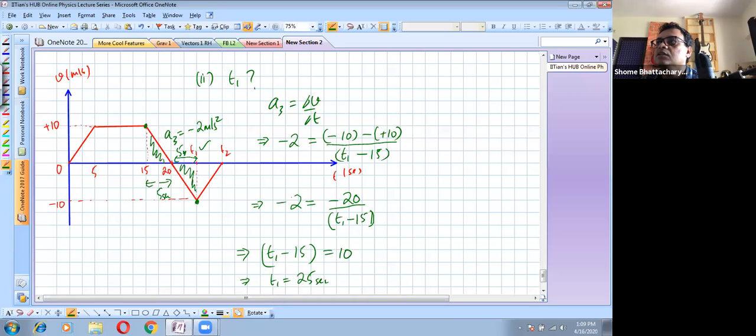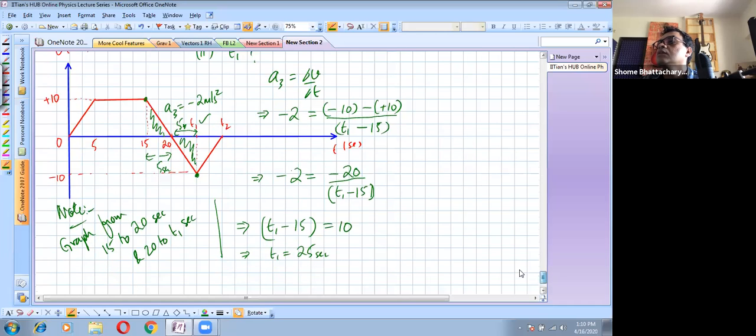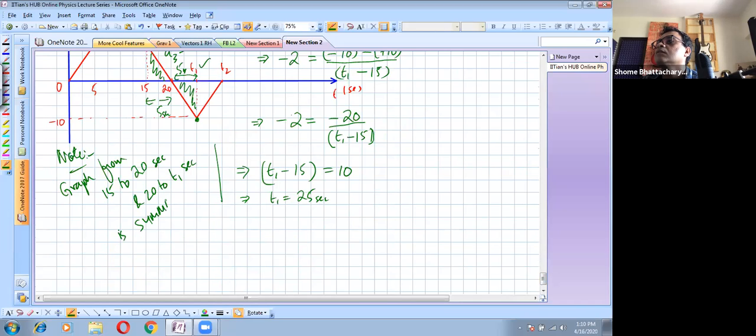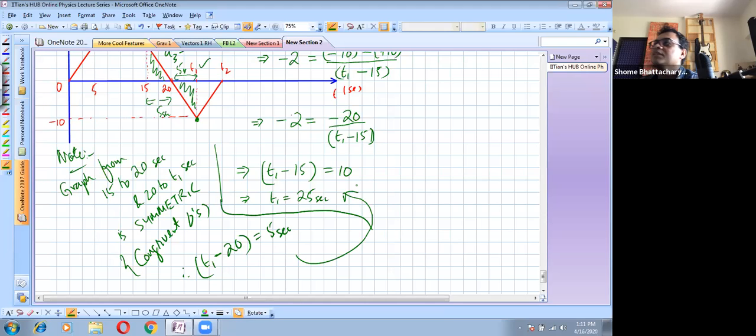Okay, so we can just use that shortcut that the two triangles that I've shaded, they should be congruent. So basically what I'm saying here is the motion, the graph from 15 to 20 seconds, and 20 to whatever that T1 is, is symmetric. We use the property of congruent triangles. Those two triangles over there which I have shaded, they are congruent triangles. So from that you will get that T1 minus 20 should be equal to 5 seconds. So that's a much easier way of interpreting the same information.